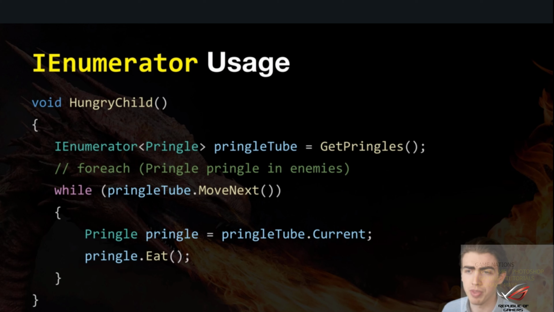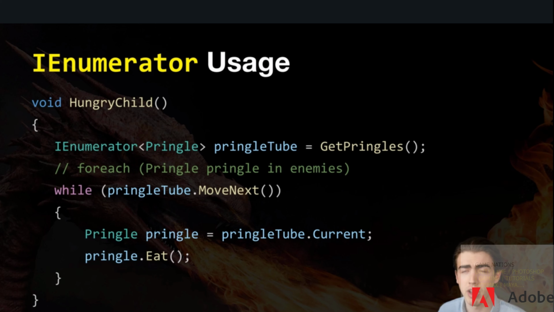And what we can do is a while loop over the Pringle tube. This is a bit like doing a foreach Pringle in Pringle tube. While we have more Pringles in the tube, we call MoveNext. We try and take a Pringle out of the tube, and then we can get the current Pringle, which is the one at the top, and we can eat that Pringle.